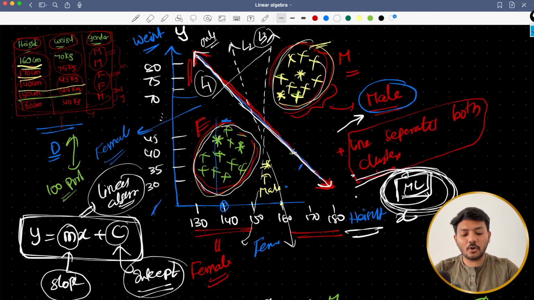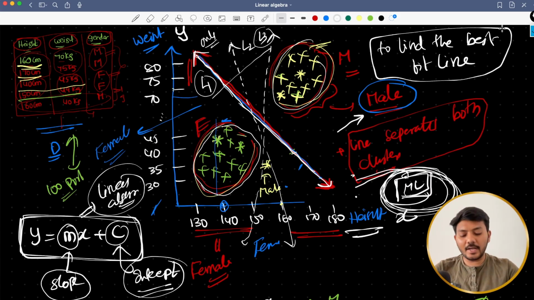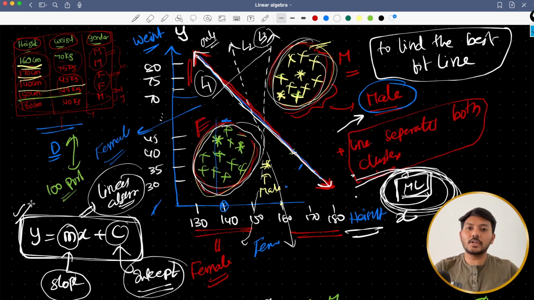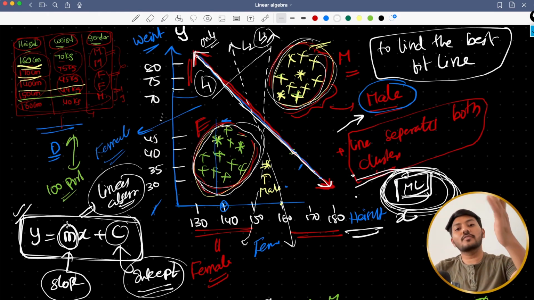So the task of machine learning is to find the best fit line. We need to find which line is helpful for our data, because we want to segregate these points based upon male and female. If you look at this line equation, y = mx + c, if we change the slope of the line, the angle of the line will change, and if we change the intercept, this will also change.